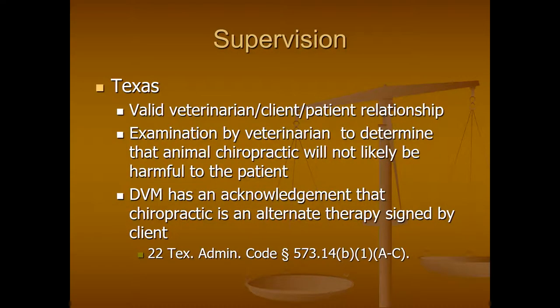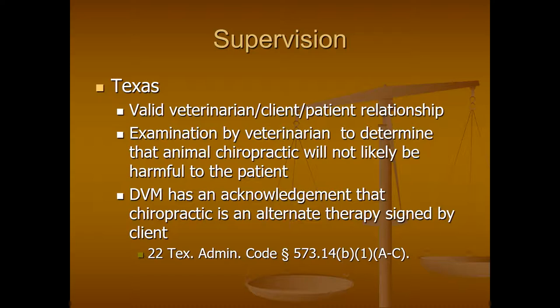Texas has a different rule that I think is much more conducive to people practicing chiropractic. The veterinarian providing supervision must have a valid veterinarian-client-patient relationship. The veterinarian must have examined the animal to confirm that animal chiropractic will not be harmful. And the veterinarian must have an acknowledgement from the owner or the client that chiropractic is an alternate therapy.